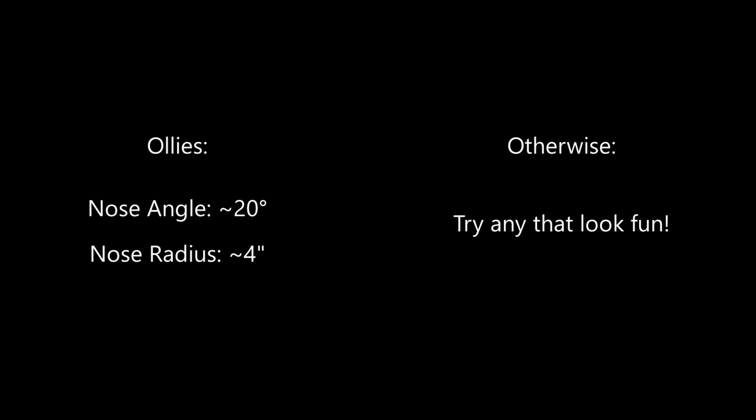Here's a quick recommendation if you are not sure where to begin. If you want to do ollies, a nose angle of around 20 degrees with a nose radius of around 4 inches will provide a nice geometry to pop up your board. Otherwise, try any nose angle and radius that looks good to you and gets you excited to ride.